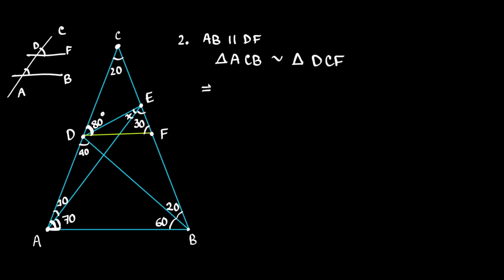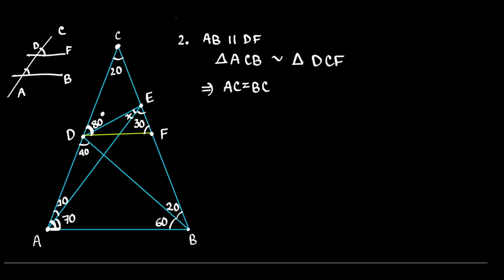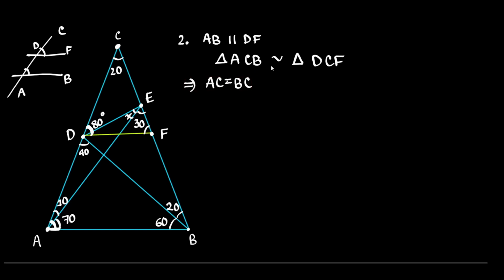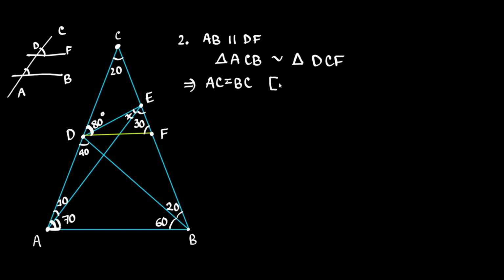For triangle ACB, we find out that AC is equal to BC. This is an isosceles triangle because two angles are the same, 80 and 80. So we can say AC is equal to BC. I am writing this because angle A and angle B are the same. Similarly, we can find out that CD is equal to CF, because angle D and angle F are equal.